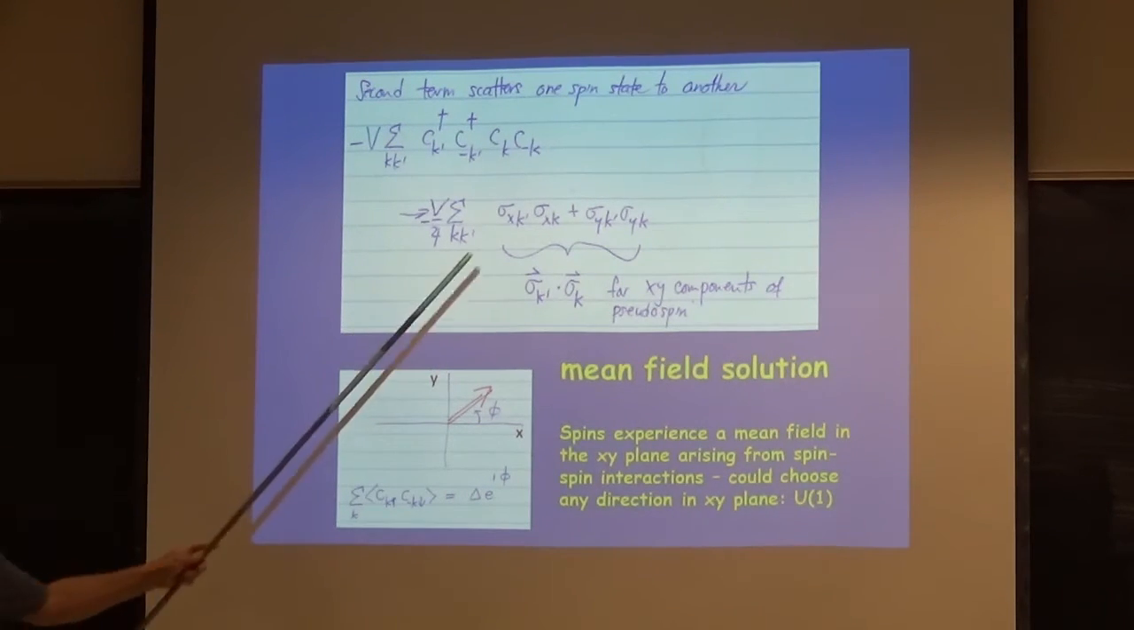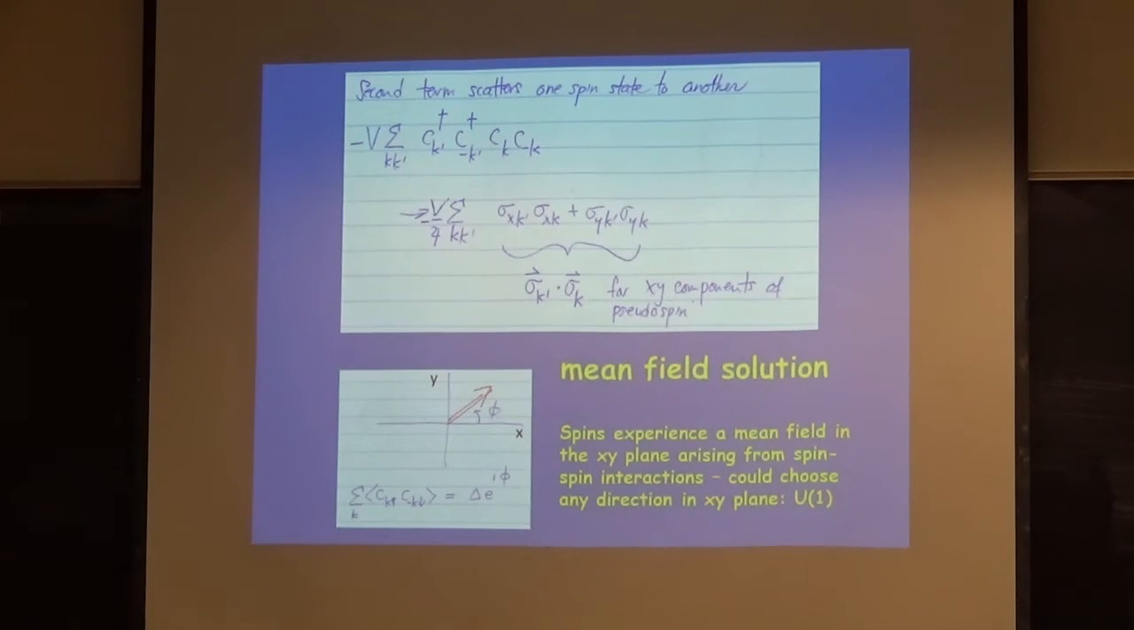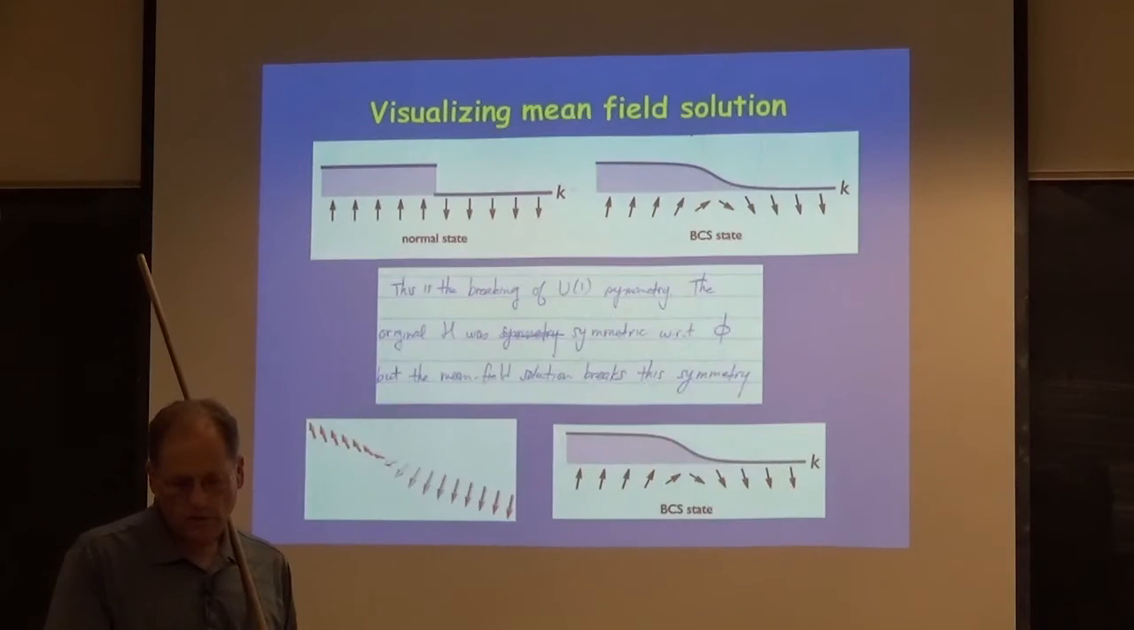So this BCS interaction creates a tendency for spins to want to flop down into the XY plane and line themselves up. So there's basically two competing terms.